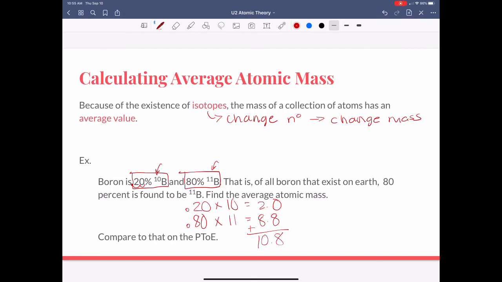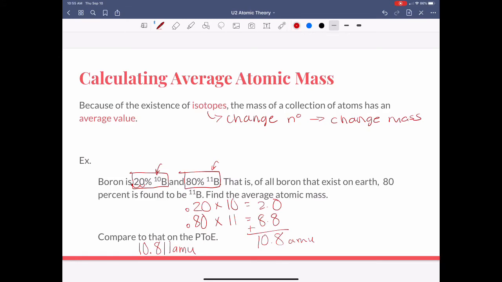All right? So let's compare that to what you see on the periodic table. Notice we kept our significant figures here, 2 sig figs, 2 sig figs, and then 1 decimal place when I added it together. So let's look at the periodic table. The periodic table in front of you gives you a mass of 10.811 AMUs. So look at the difference. We're right on, right? But they have more decimal places.